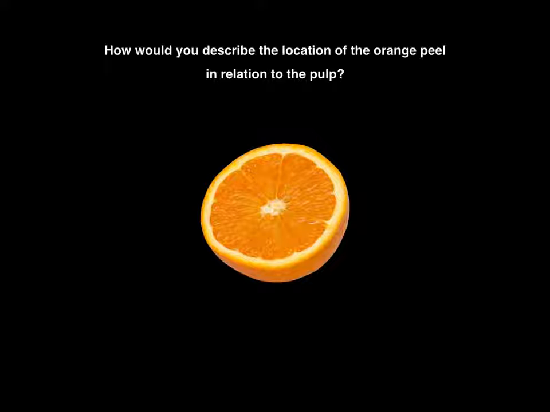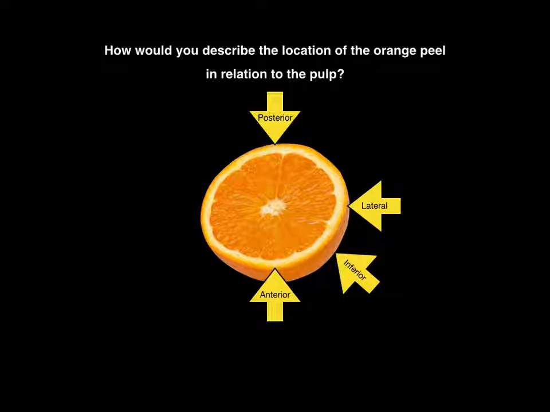We may say, okay, how would you describe the location of the orange peel in relation to the pulp? We might say, the orange peel is anterior to the pulp. No, wait, actually the peel is posterior to the pulp. No, wait, it's lateral to the pulp. No, wait, it's the orange peel is inferior to the pulp. So aren't they all correct?